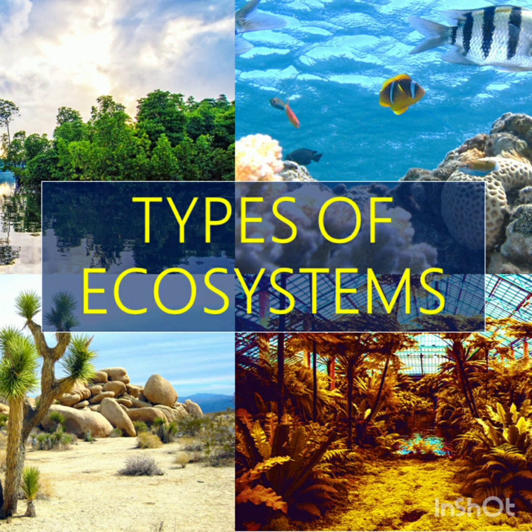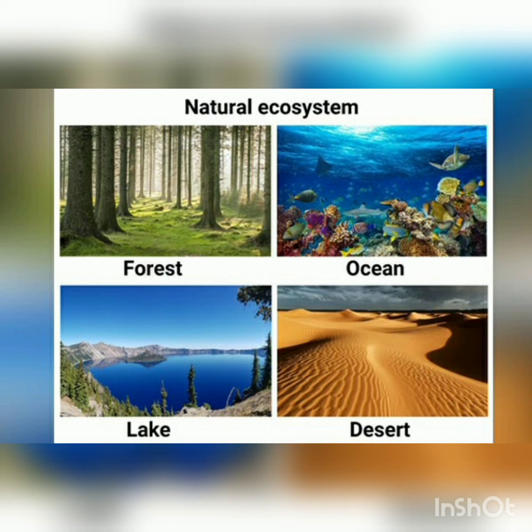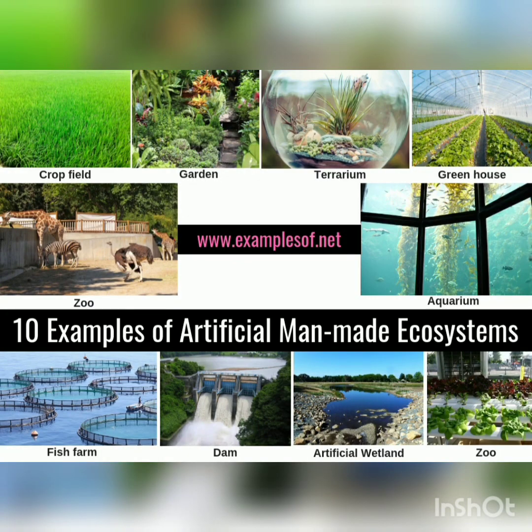Ecosystems are broadly divided into two types: natural ecosystem and man-made ecosystem. Natural ecosystems are ecosystems which are already present in nature. For example, terrestrial, desert, grassland, forest, pond, river, sea, lakes are all natural ecosystems. Artificial or man-made ecosystem, that means ecosystem which is made by human beings. Examples: garden, park, aquarium, dam, artificial wetlands, zoo are all examples of artificial man-made ecosystems.